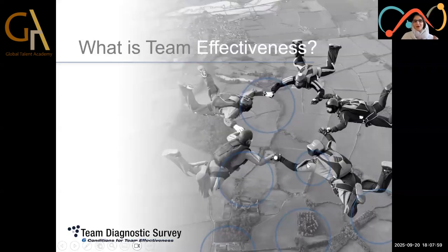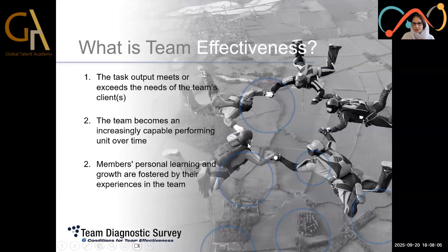So let's start. Let's begin by understanding what is team effectiveness. Actually, team effectiveness means that the team is meeting the expectations of its clients or exceeding these expectations. The team becomes increasingly capable as they work together as a unit. And the individual members of the team become even more competent, more capable as they work in that team. So these 3, call it KPIs, call it signs, call it readings, these 3 determine if the team is effective or not.